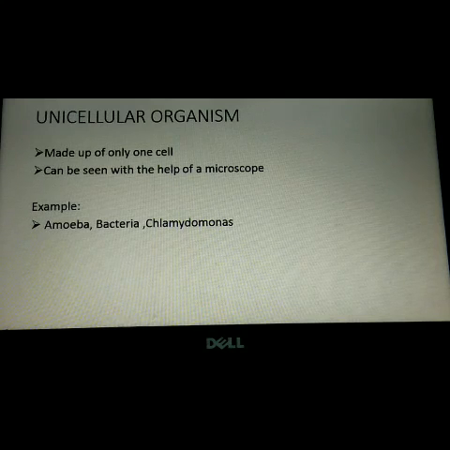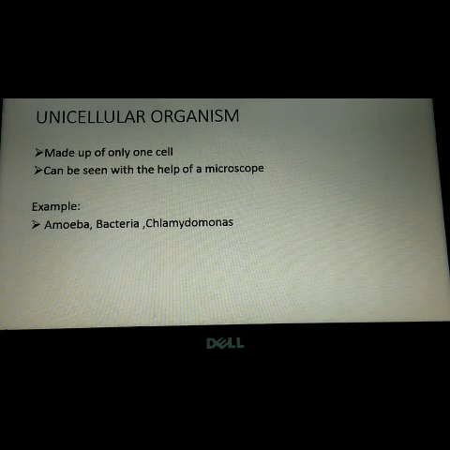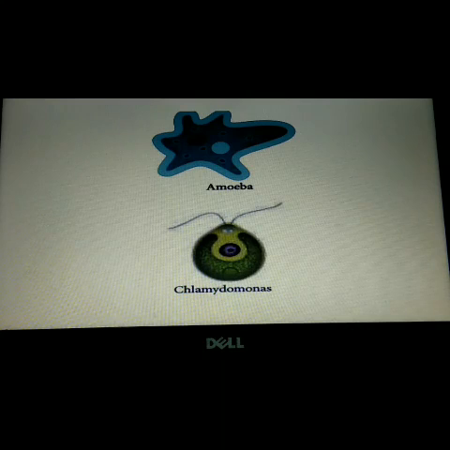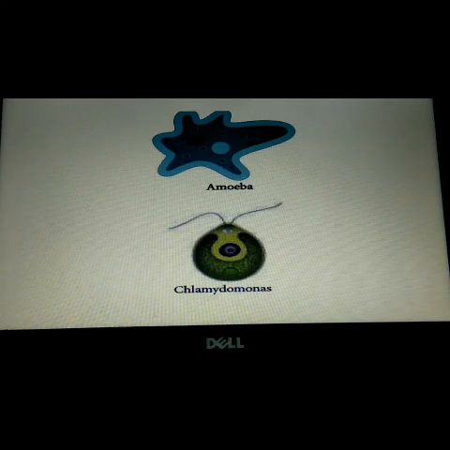Now look at the images of amoeba and chlamydomonas. These are the structures of amoeba and chlamydomonas and they are all said to be unicellular organisms. The body of all organisms is made up of tiny building blocks called cells. So bacteria, amoeba and chlamydomonas have a single cell.